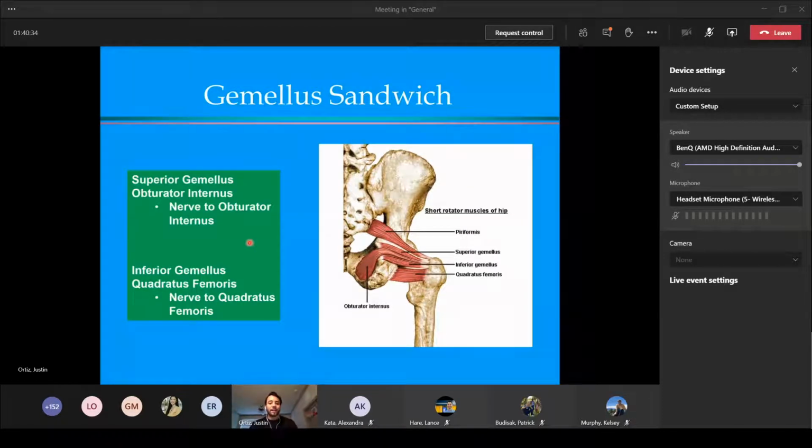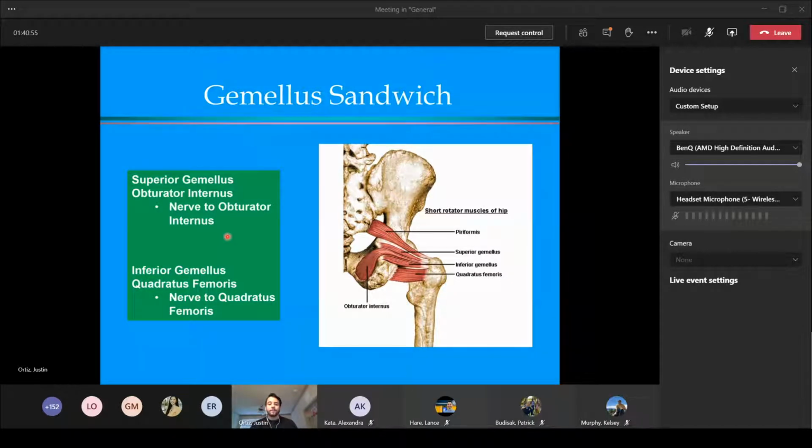So again, I'm reiterating what I said earlier. You have a gemellus sandwich. I guess that helps you remember, because you're going to have piriformis, superior gemellus, then obturator internus, inferior gemellus, and then quadratus femoris. So gemellus sandwich, because you have superior and inferior gemellus, and in between them is obturator internus.